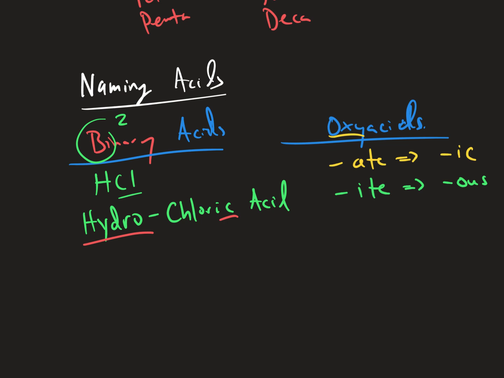So, for example, if we have HNO3, we look at this, that's NO3, what's that? Nitrate. So it ends in ATE, that means it has to end in IC. Change the ending to IC, nitric acid. The hydrogen is telling us it's an acid. We don't put hydro in front of it.